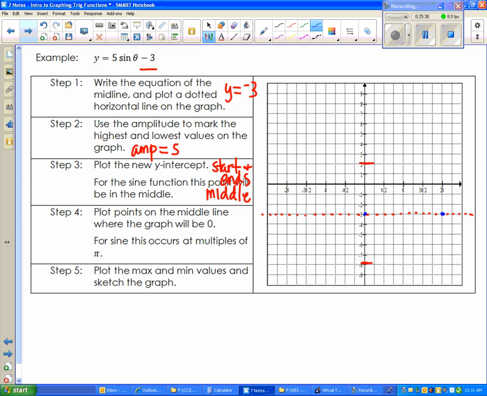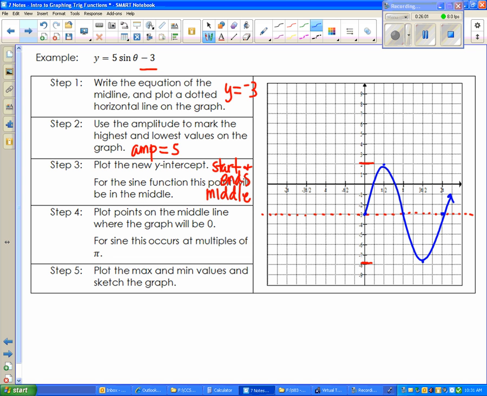And I know with the sine function that it also crosses the middle halfway, so it's also going to cross the middle there. With the sine function, the curve goes up first, and so halfway between 0 and pi, I want to make sure my graph hits its max. And then halfway between pi and 2 pi, it's going to hit its min. And so from there, I can sketch the curve.